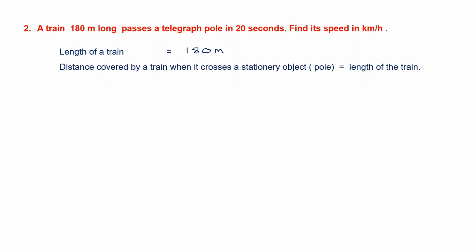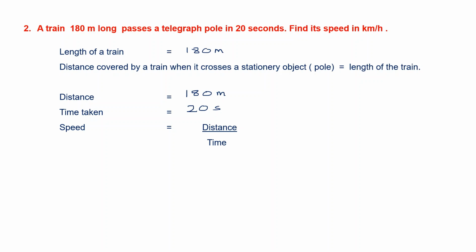Distance covered by a train when it crosses a stationary object is the length of the train. So the length of the train is the distance covered by the train. So let's write that. The distance is the same as the length of the train, 180 meters. And then we have the time taken also given to us, which is 20 seconds. Now we have to find the speed, distance by time, in kilometers per hour.